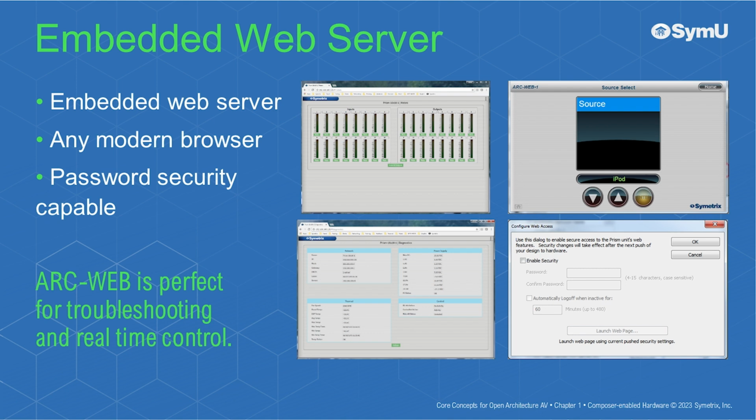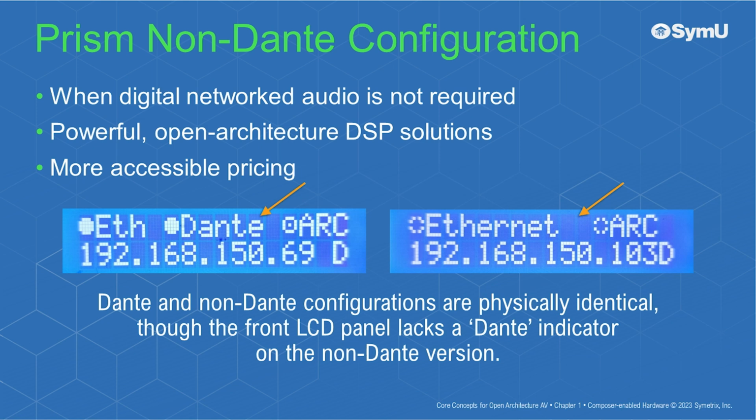Prism, and all other Composer-enabled DSPs, host a password protection-capable, embedded web server which is accessible using mobile devices, tablets, or computer browsers. Prism DSPs are available in non-Dante versions as well, for installations that require powerful, open architecture DSP solutions, but do not require digital networked audio. These Prism configurations provide even more accessible pricing for some systems.